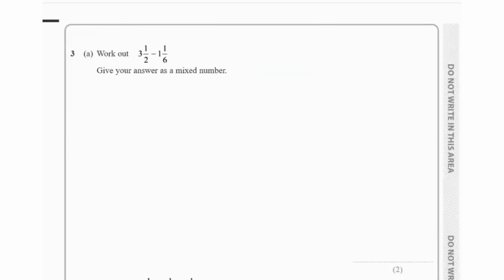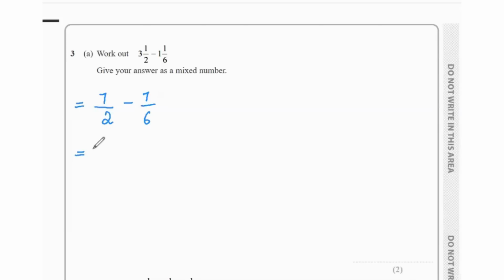And it says work out 3 and 1 over 2 minus 1 and 1 over 6, giving your answer as a mixed number. So simple question. We first convert the mixed number into an improper fraction. To do that, we multiply the denominator with the whole number and then add the result to the numerator. 3 times 2 is 6. 6 plus 1 is 7. So 7 over 2. When you're converting the mixed number into an improper fraction, your denominator will remain the same. Similarly, 6 times 1 is 6. 6 plus 1 is again 7. So it's going to be 7 over 6 for this one.